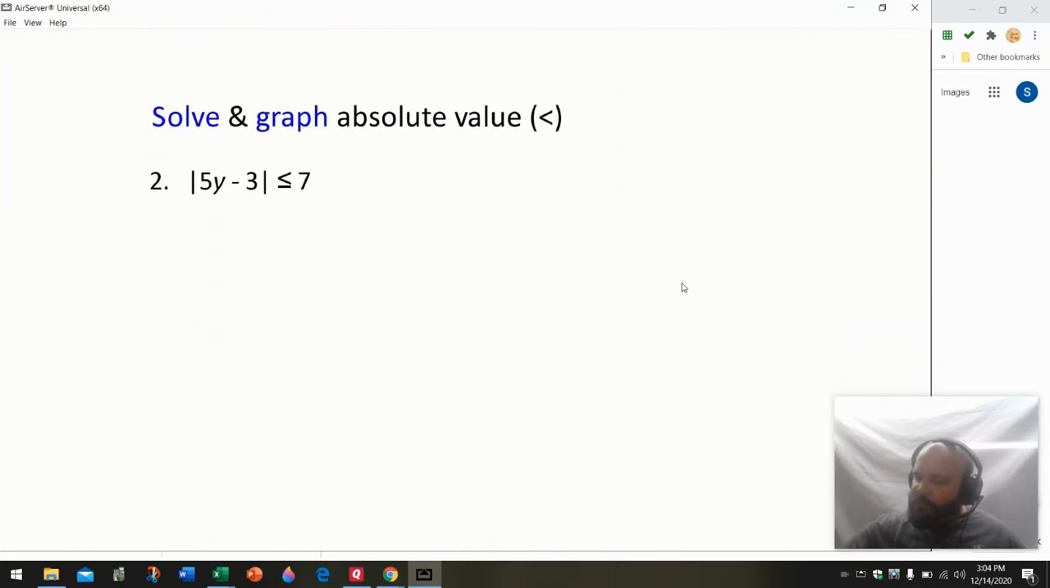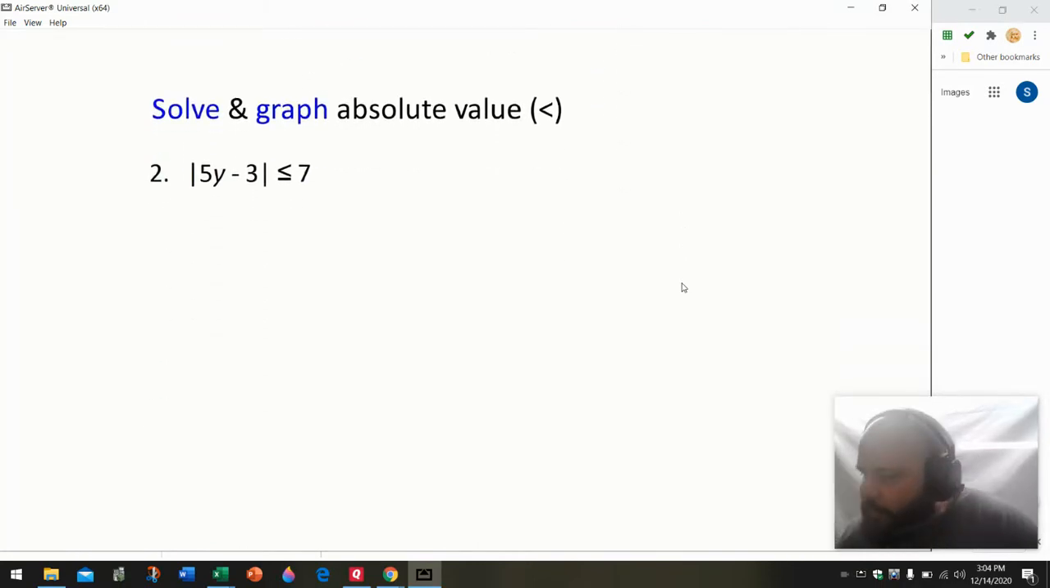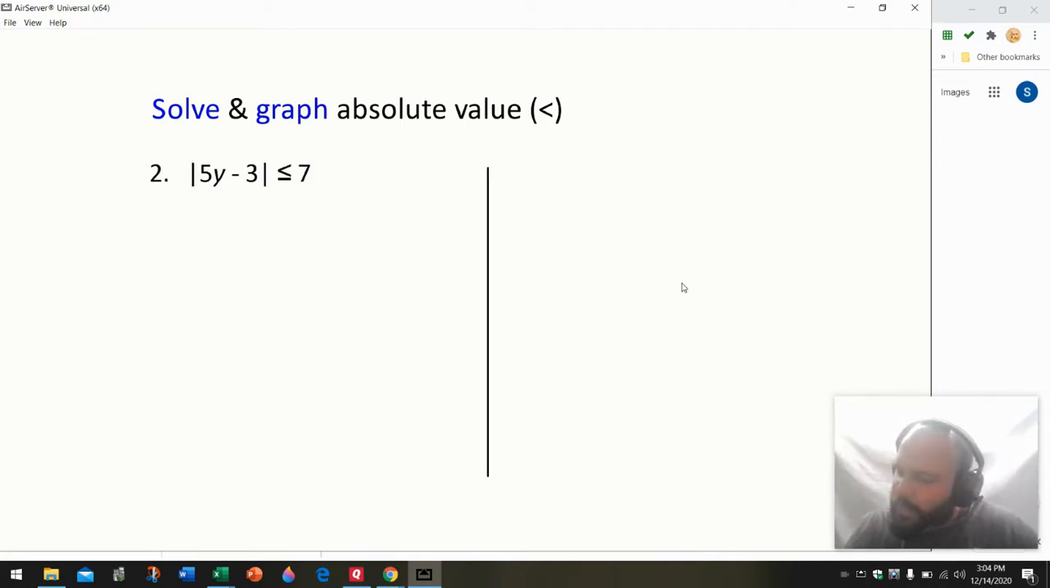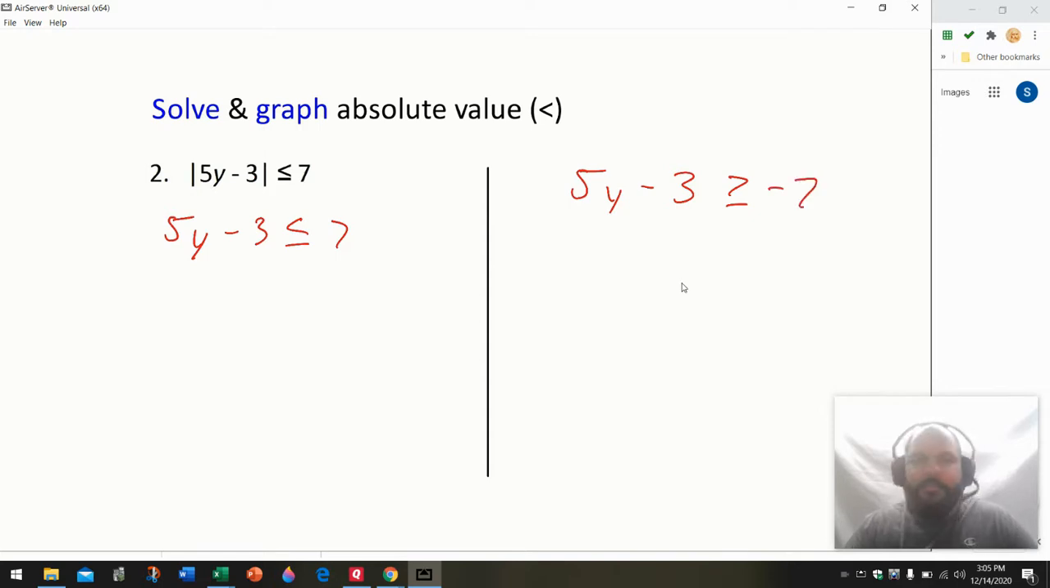So let's try another one. Okay. All right. So I'm going to draw my line here with a black marker or a pencil. And now I'm going to write my inequality. So 5y minus 3 is less than or equal to 7. So I don't do anything. I leave it alone, drop the absolute values, write everything. Now the second one, I'm going to write it again, 5y minus 3. But the inequality gets flipped over and the number becomes negative. Okay, two things. Inequality gets flipped over and the number becomes negative.